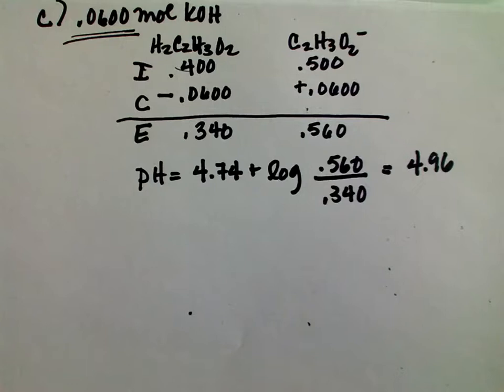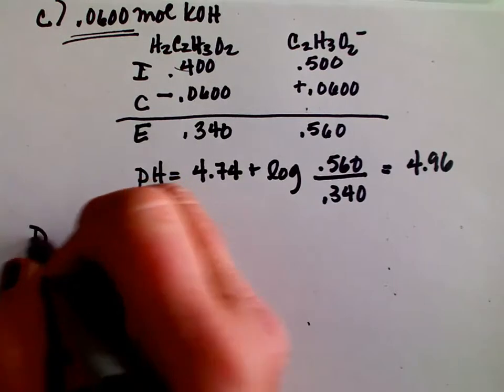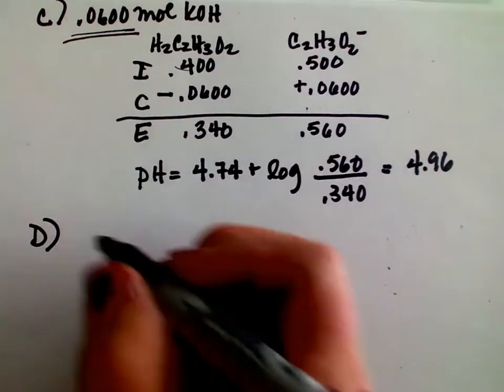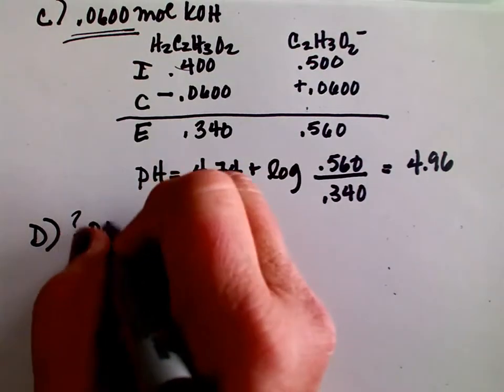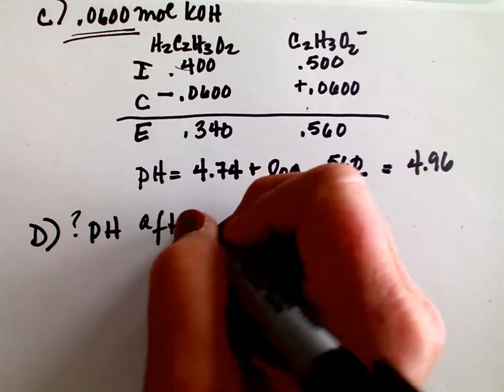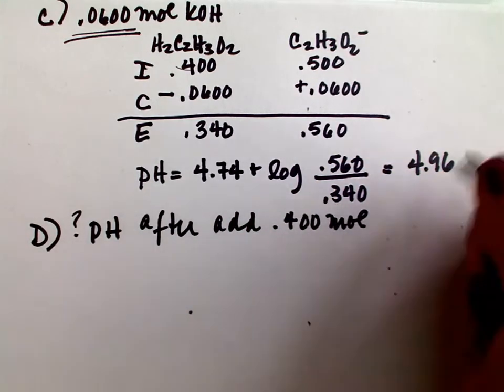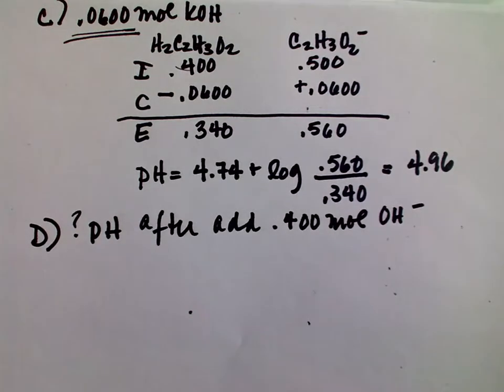And the final part of this problem is what happens, and this is a calculation I'm not going to hold you responsible for, but I want you to know what happens when a buffer is destroyed. Because as we know, buffers have a capacity. If you go over the capacity of that buffer, it's going to be destroyed. So in D, we're going to calculate the pH of this buffer after we add 0.400 moles of hydroxide ion in the form of potassium hydroxide.